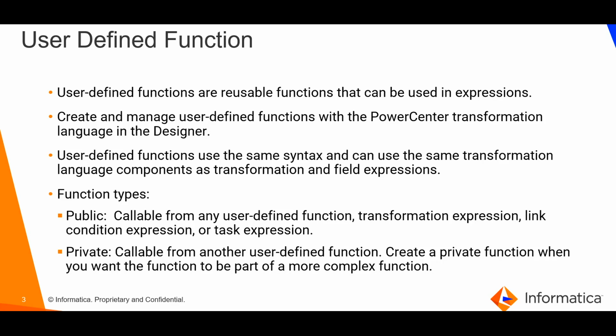User-defined functions are of two types: public function and private function. A public function is callable from any user-defined function, transformation expression, link condition expression, or task expression. A private function is callable from another user-defined function. Create a private function when you want the function to be part of a more complex function. Let us move on to the demo.